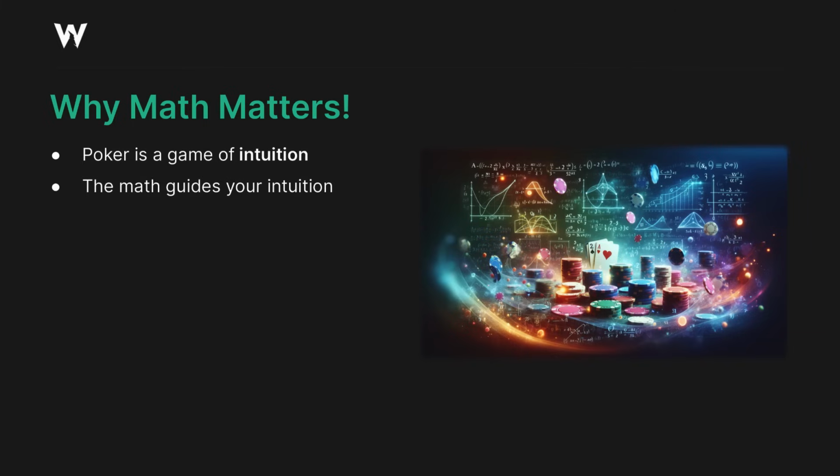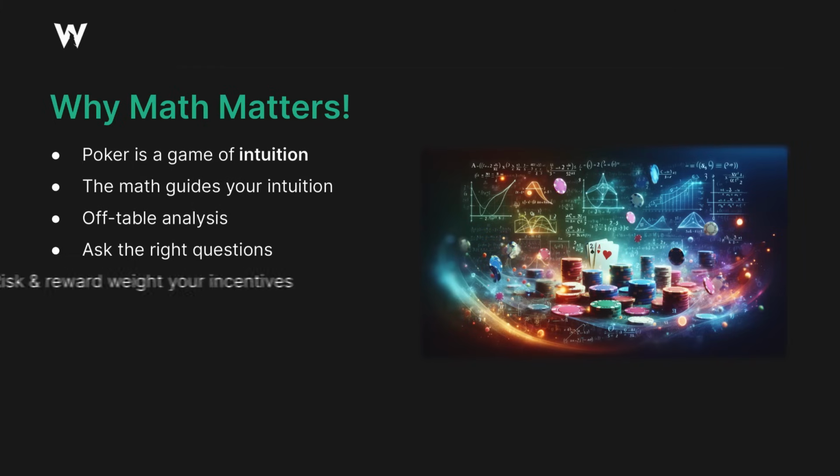Math is also very useful in off-table analysis, reviewing your hand histories, reviewing your play, and building that intuition during your study time. It helps you ask the right questions. So if you don't know how to reframe this in terms of the basic mathematics that guide your strategy, then you don't know how to ask the right questions about your own strategy or how to improve. Most importantly, risk and reward weight your incentives. If you don't understand how these weightings work, then you don't understand the incentives of your play.